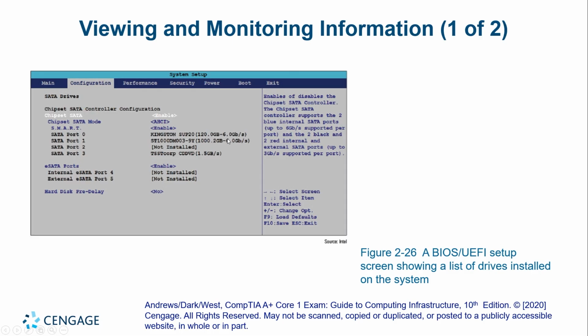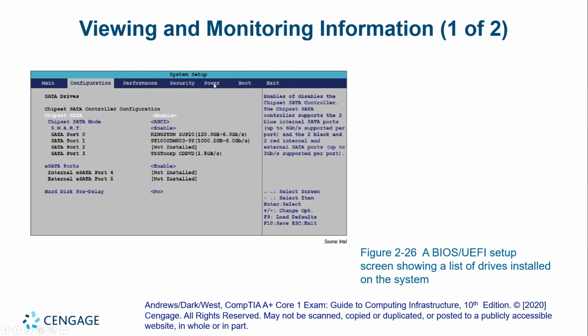That would be a 6 gigabyte. This would be another hard drive, also 6 gigabytes. This would be a 1.5, so that would be a third hard drive. Or no, pardon me, that would be a DVD drive. So that would be a third SATA port, and then the eSATAs aren't connected. Performance, basically this is where you would set up overclocking, things like that. Security, you set up your BIOS passwords and things here.